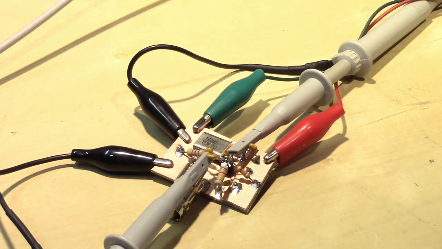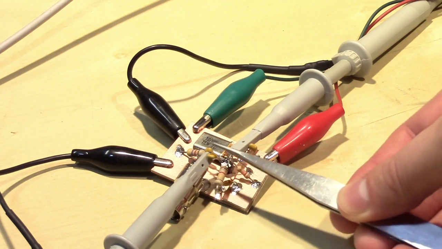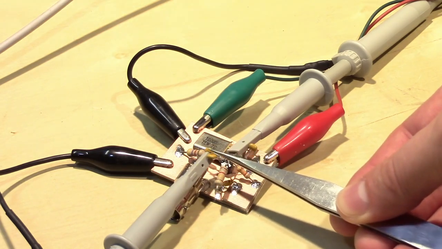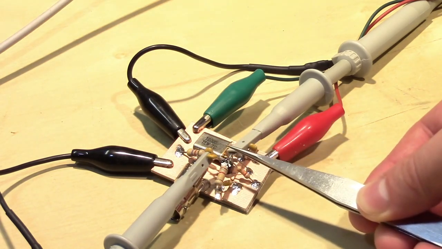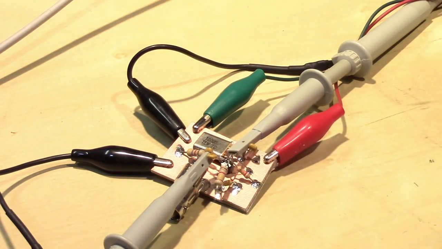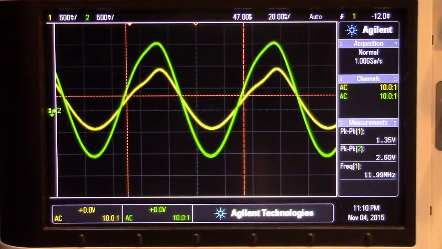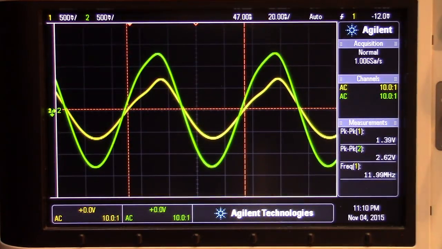All right, everything should be ready to roll. I've got channel 1 on my scope hooked up to the emitter of the transistor and channel 2 hooked up to the base so we can monitor the voltages there when we turn this thing on. So let's head on over to the scope and make sure this thing actually oscillates. All right, let's apply power. And we've got oscillation right here at 12 megahertz.